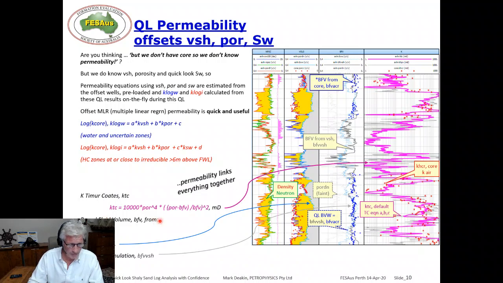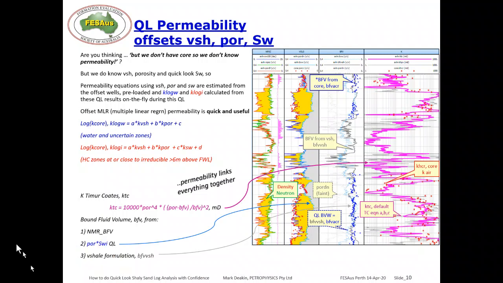Bound fluid volume, BVF from NMR, and then, sorry, let's get rid of me. Bound fluid volume from NMR, and then porosity times SWI. Quick look, vshale, bound fluid volume vshale. So there we've got.